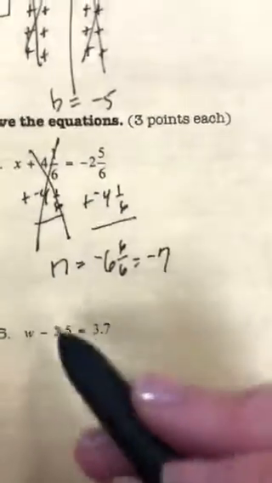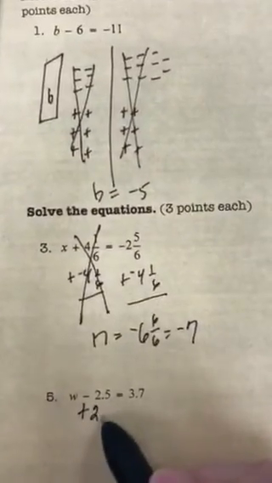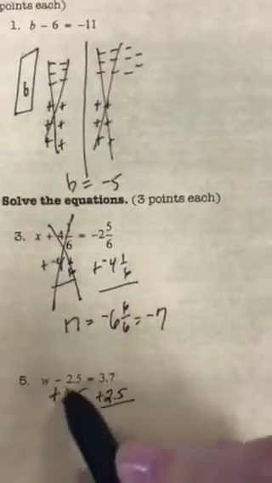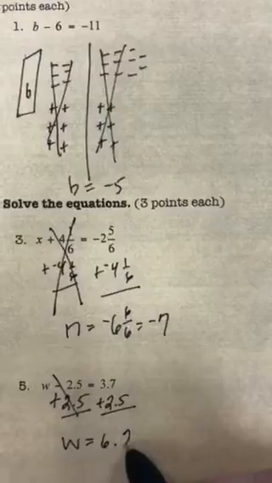W has 2.5 subtracted from it, so I'm going to add 2.5 positives to both sides. Those cancel out, and that's 6.2.